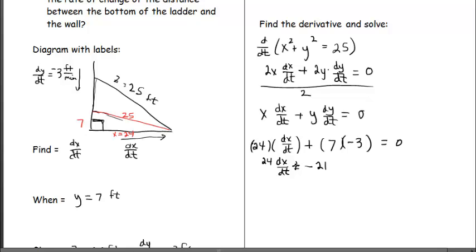Oh, this is plus. Well, I flubbed that. Plus negative 21 equals 0. Let's add 21 and divide by 24. I guess we can simplify that. Divide out a 3, so 7/8. 7/8 feet per minute.